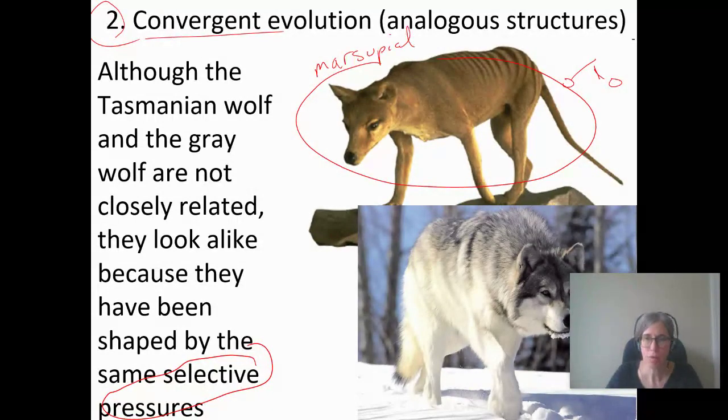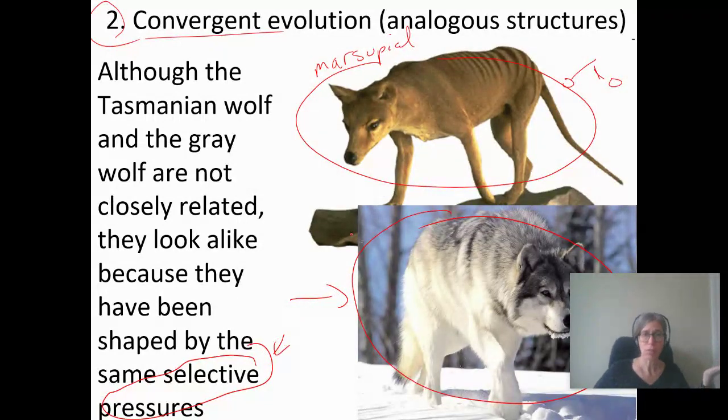They have a pouch just like a kangaroo. They don't have a placenta. Here is the gray wolf, and they, like you and I, are placental mammals, which means they have a placenta, which has an umbilical cord to the baby with a belly button, right? So they are actually very, very different. And so these two animals ended up looking alike because they've been shaped by the same selective pressures.